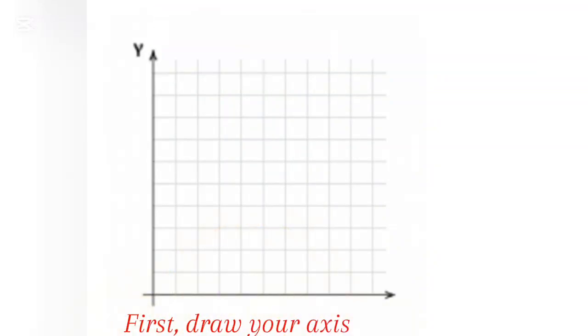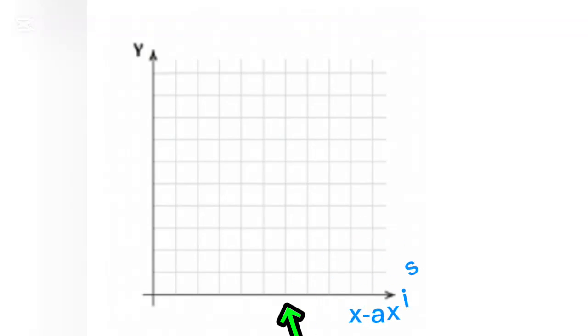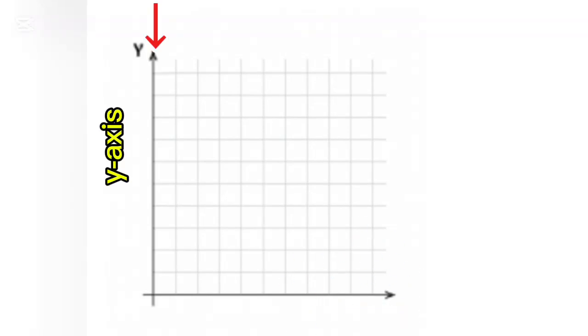First, draw your axis. Draw two straight lines at right angles to each other. The horizontal line is called the x-axis and the vertical line is called the y-axis. Always start your axis near the bottom left corner of the graph sheet.